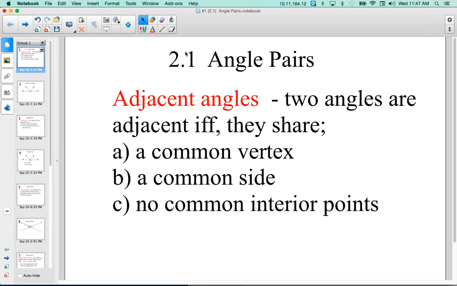All right, adjacent angle. Two angles are adjacent if and only if they share three things: a common vertex, a common side, and no common interior points. So the next slide, I'll detail a couple different options of adjacent angles. Again, all of these things have to be present for them to be adjacent angles.